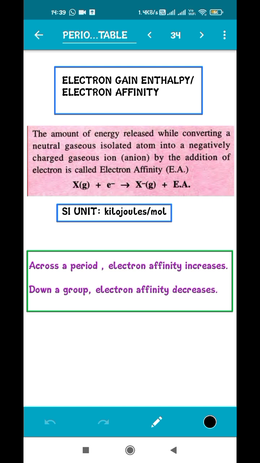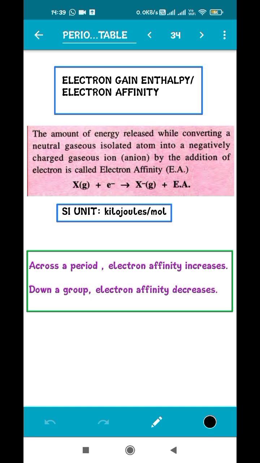Our next periodic property is electron gain enthalpy or electron affinity. Saying electron affinity is much easier to understand because electron affinity means affinity towards electrons, liking towards electrons. And who likes electrons, who wants to take electrons? Non-metals, obviously. So we can very easily understand this characteristic in that way.